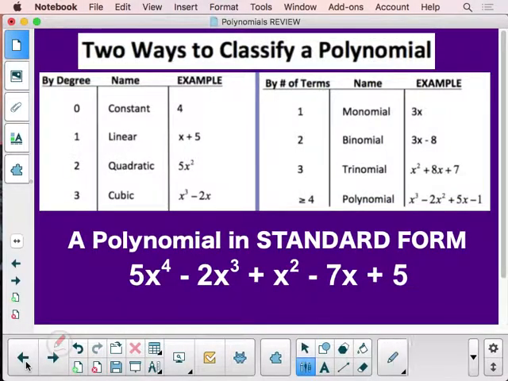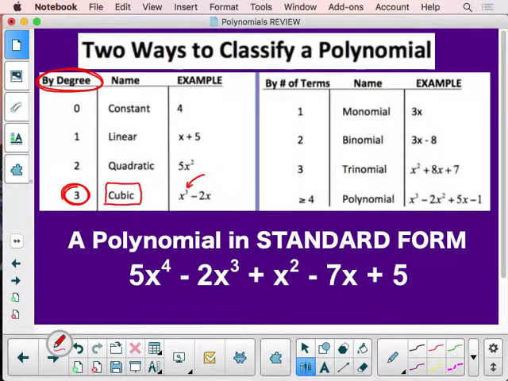The first one here is we classify by degree. That means what's the highest exponent? If you'll remember, the highest exponent that we had in our polynomial was a power of 3. And if we have a power of 3, a degree of 3, we classify that as a cubic polynomial. Now, generic name is polynomial, but if it has 1, 2, or 3 terms, they have specific names.